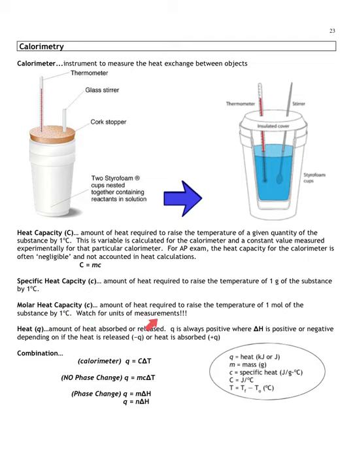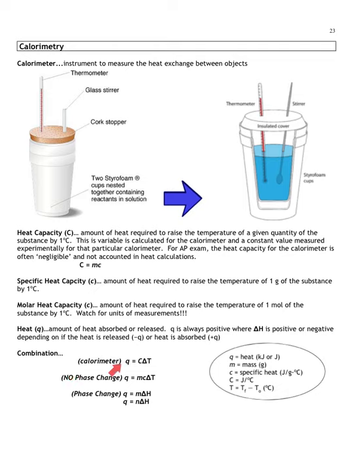You want to watch for your units of measurement, obviously, with molar heat capacity versus specific heat capacity. One is grams, the other one is moles. I like the word molar because it does insinuate moles. Heat is measured, heat is calculated, and it could be absorbed or released. Q is always positive, whereas delta H could be positive or negative depending on if the heat is released or absorbed. So these are all the equations you're going to see.